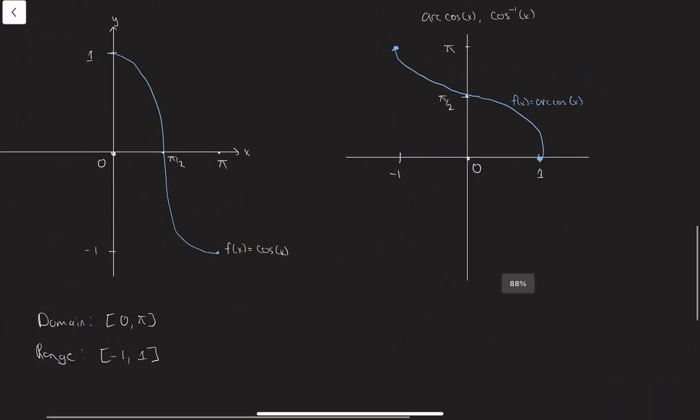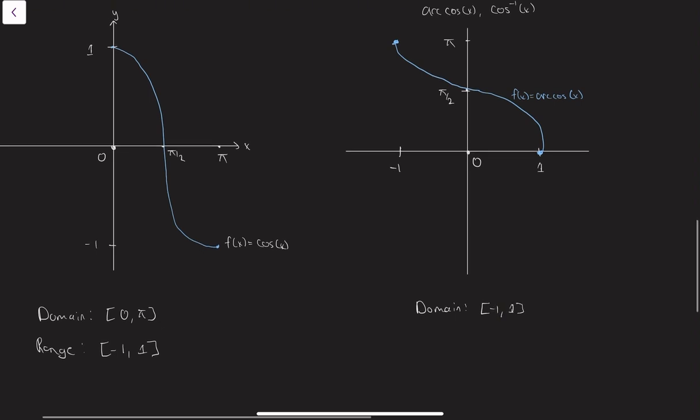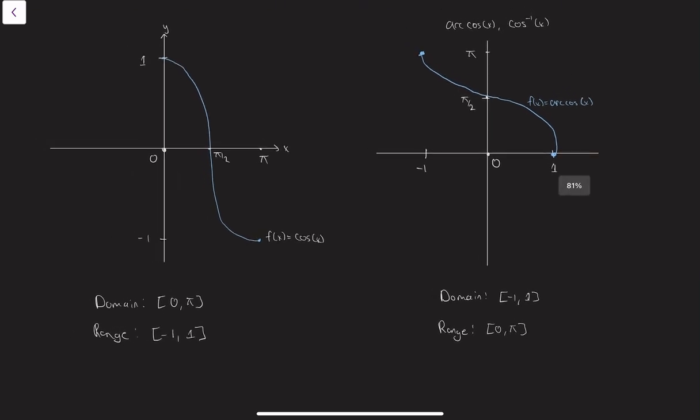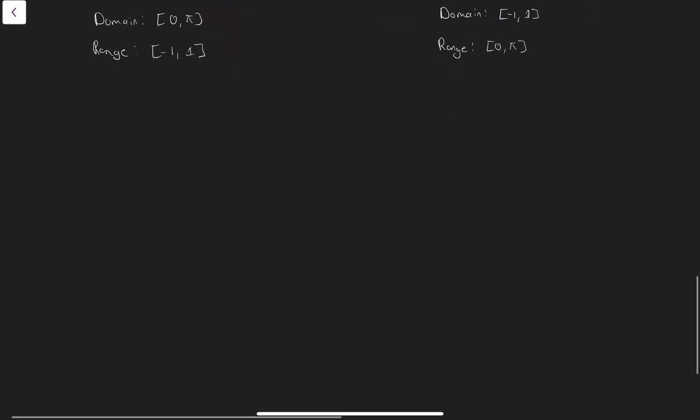And the domain and range of this function is just flipped from the original function due to the properties of an inverse. Perfect. So let's look at tan of x.